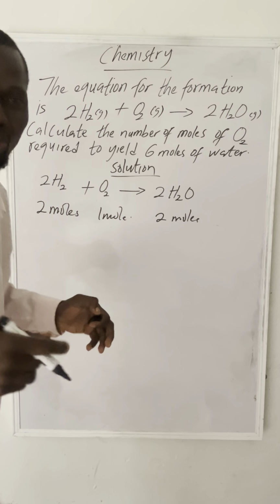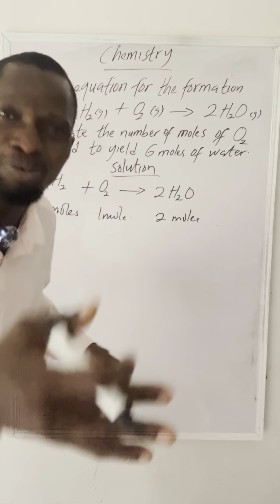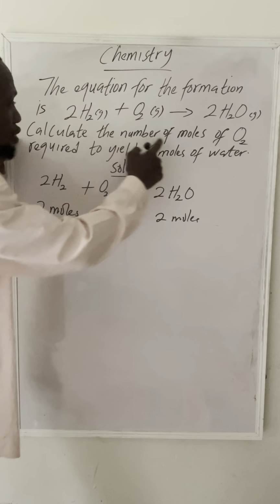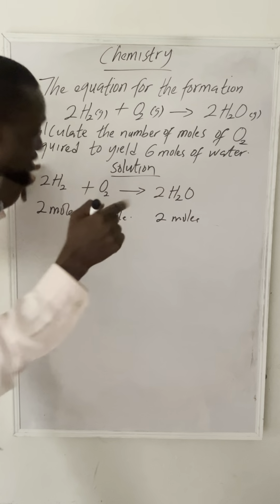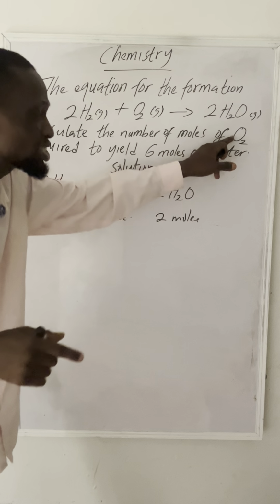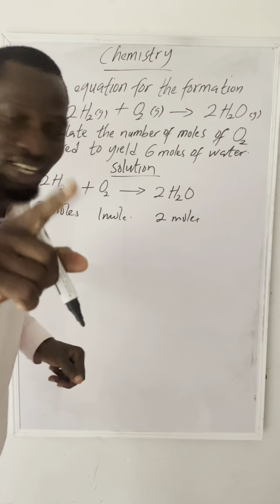Now go back to the question. Ask yourself, what are they comparing? Calculate the number of moles of oxygen required to yield 6 moles of water. Oxygen and water. That's what they are comparing.